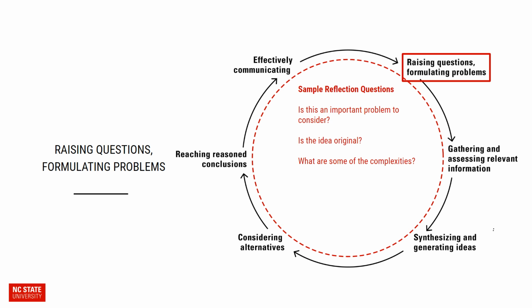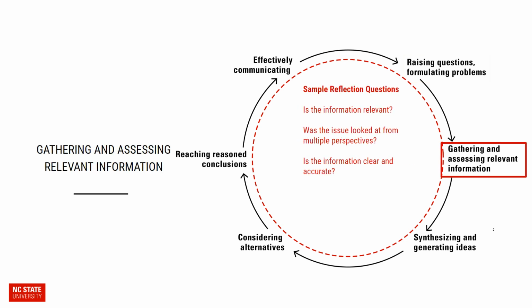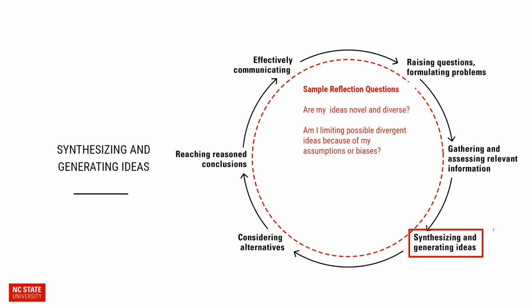Is the idea original? What are some of the complexities? In gathering and assessing relevant information, it might be important for students to consider, is the information relevant? Was the issue looked at from multiple perspectives? Is the information clear and accurate? When synthesizing and generating ideas, you might ask, are my ideas novel and diverse? Am I limiting possible divergent ideas because of my assumptions or biases?